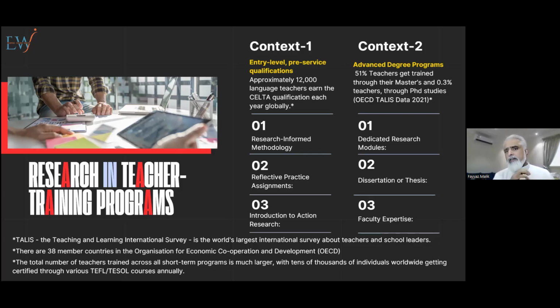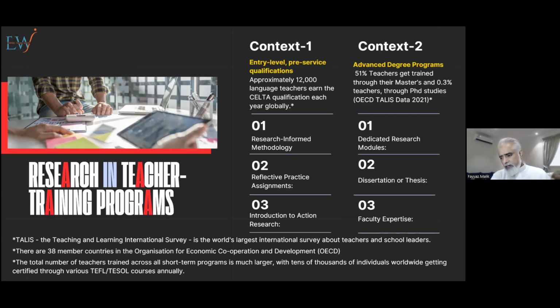Just one approximate number we have is that around 12,000 language teachers actually come out of these programs, especially the CELTA qualification, globally every year. So if you add all other local programs and DELTA and other things, then the number can be big, very big.